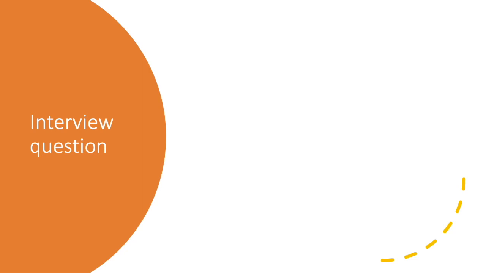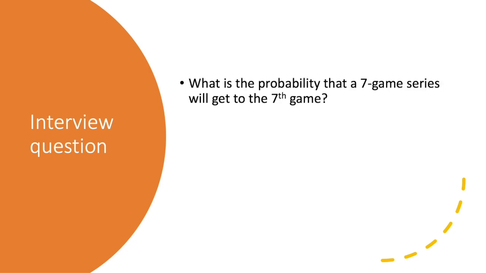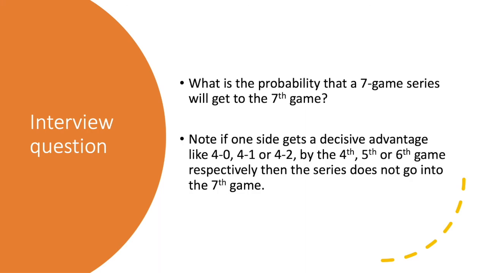So I'll leave you with an interview question. The question is, what is the probability that a 7-game series will get into the 7th game, or the last game? Note, if somebody gets a decisive advantage like 4-0, 4-1, or 4-2 by the 4th, 5th, or 6th game respectively, then the series does not need to get into the 7th game.